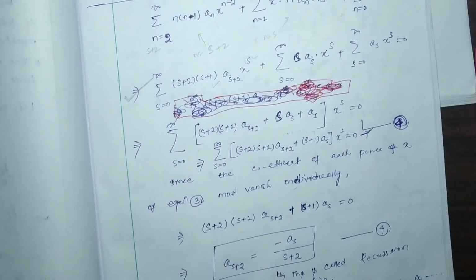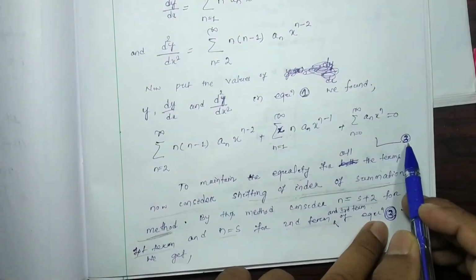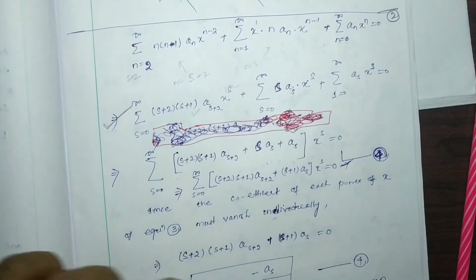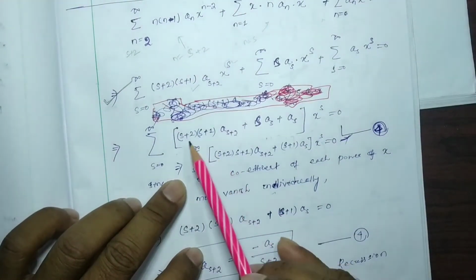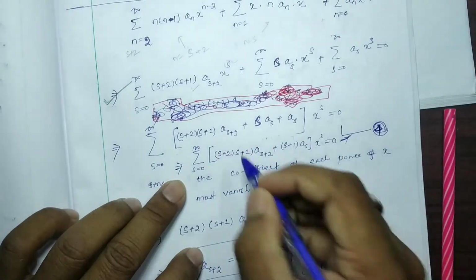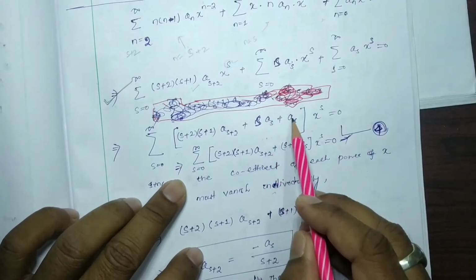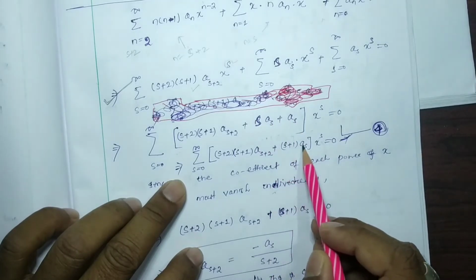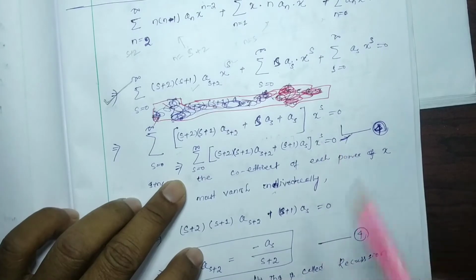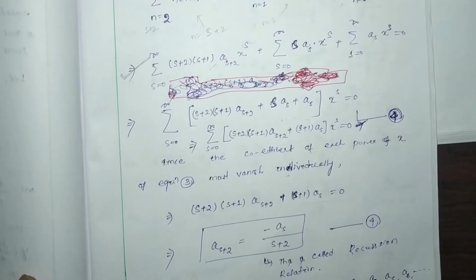You just correct it, because here this is considered as equation number 3. So here this is equation number 4. Or this can be written as the sum from s equal to 0 to infinity of (s+2)(s+1)a_{s+2} plus, as a_s can be taken outside, (s+1)a_s, times x to the power s equal to 0. This is equation number 4.